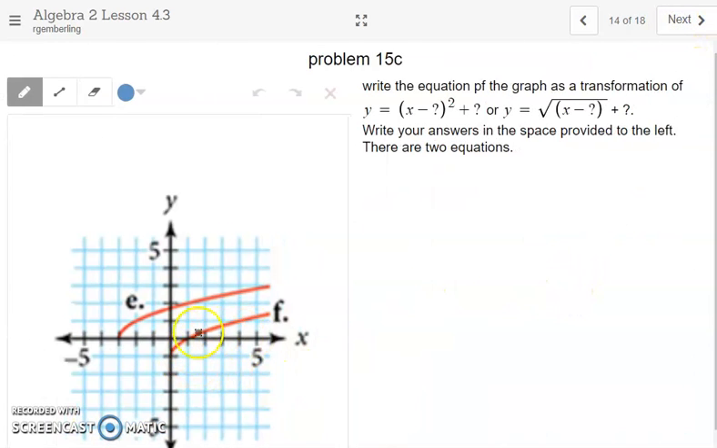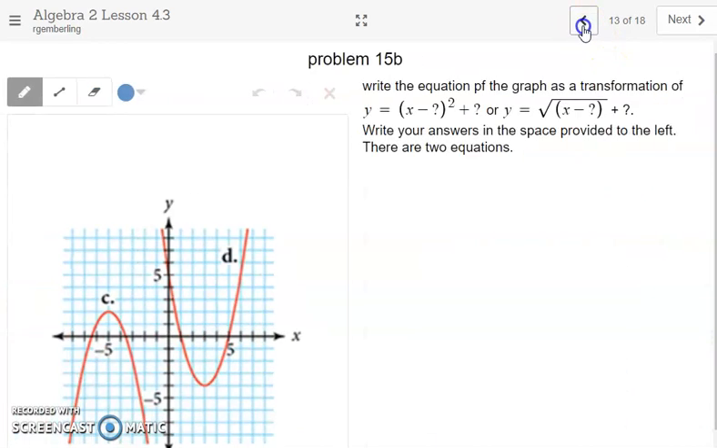This is our square root graph, and so the parent function looks like this. So I want to move this graph straight down, and I want to move this graph straight to the left, and so which equation am I using? And then replace the question marks with the numbers.